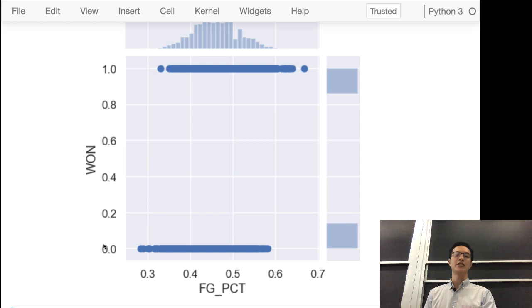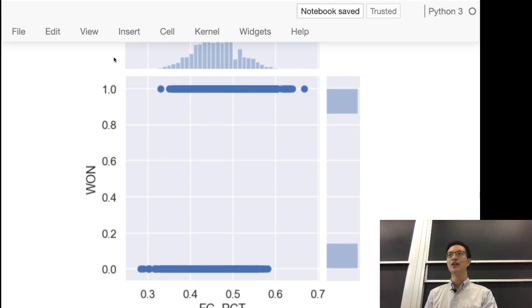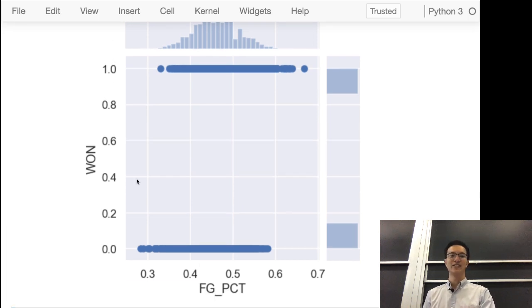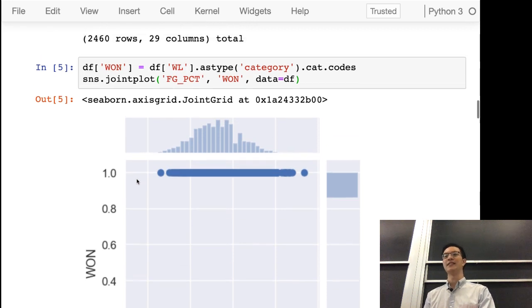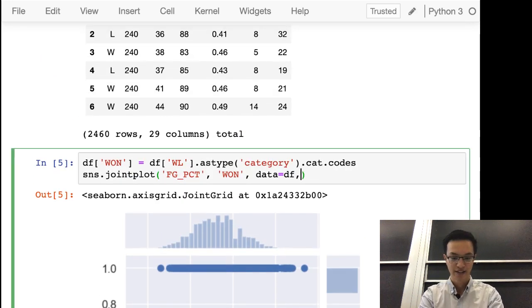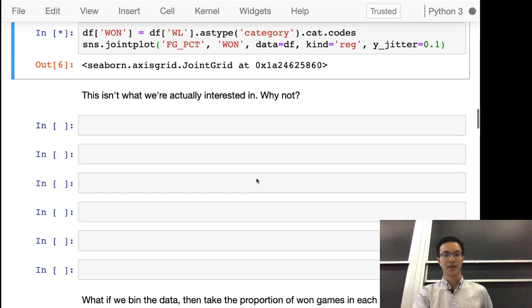But because values are only 0 or 1, we have overplotting. And so what we can do is jitter the points a bit. Let's jitter the points. And we'll jitter the points just by a little bit, like that. Okay.